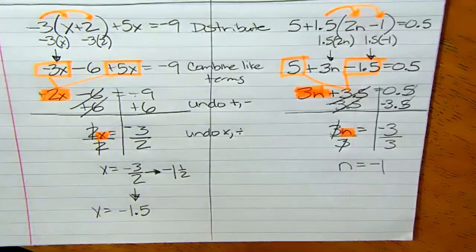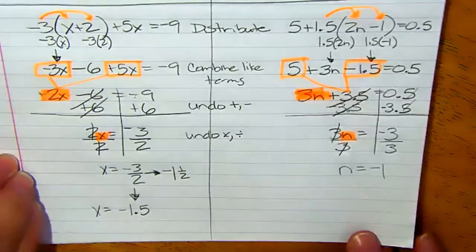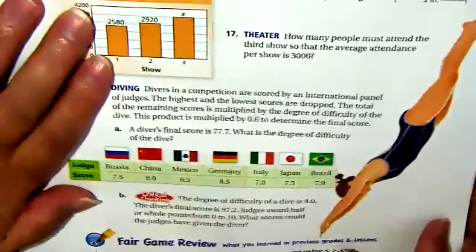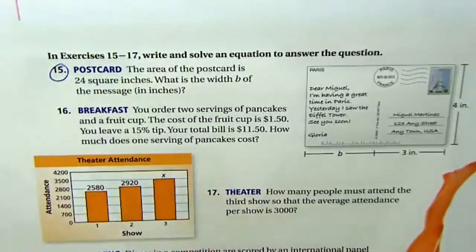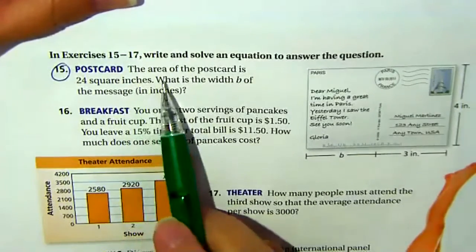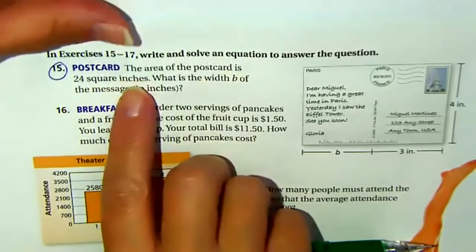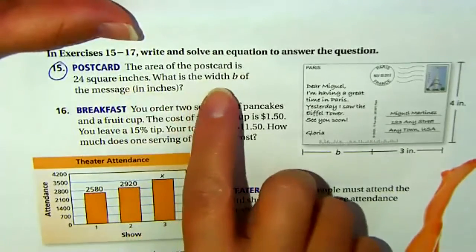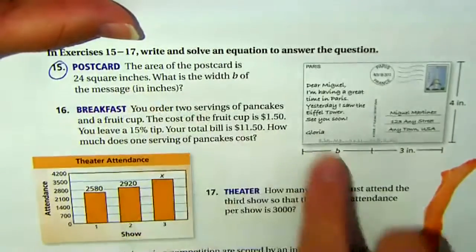Okay. Before we get started, there is one problem on the homework that I want to set up with you. Okay, and that would be the postcard problem. The area of the postcard is 24 square inches. What is the width, B, of the message in inches?